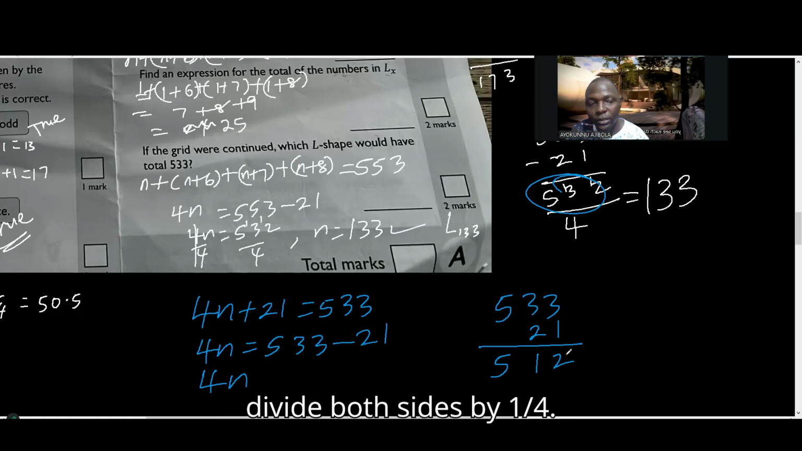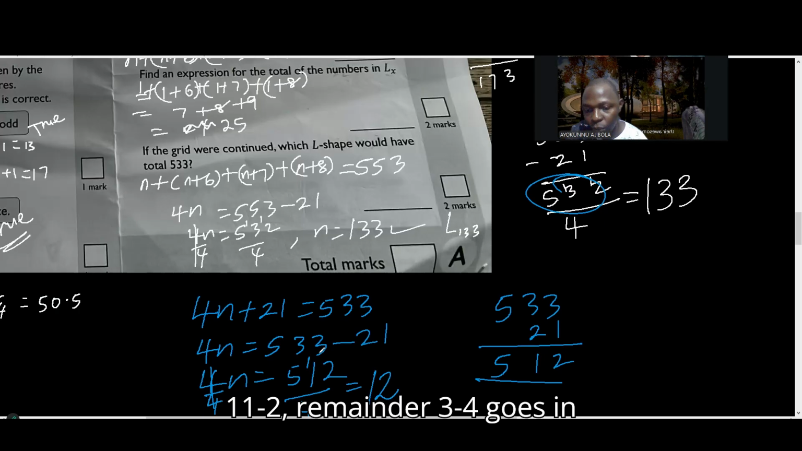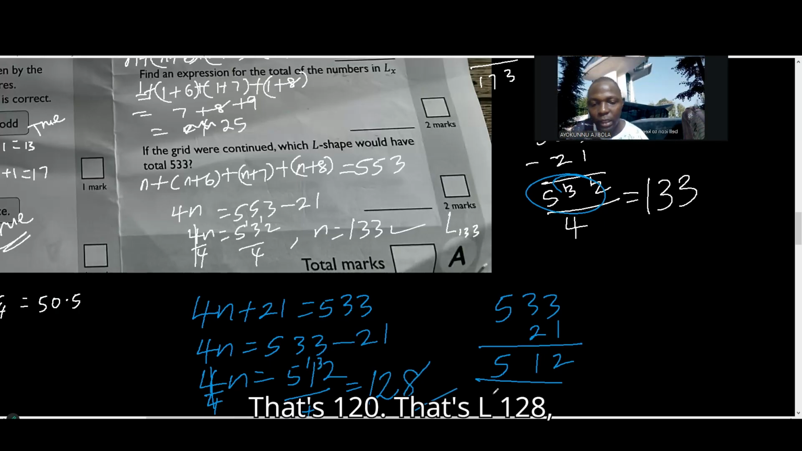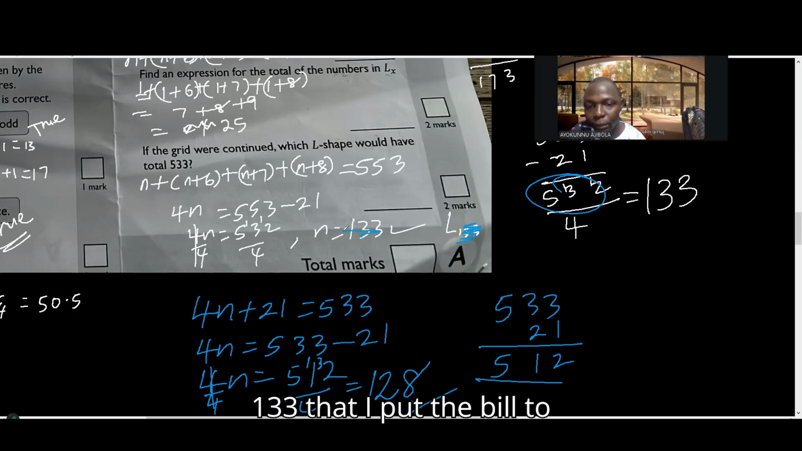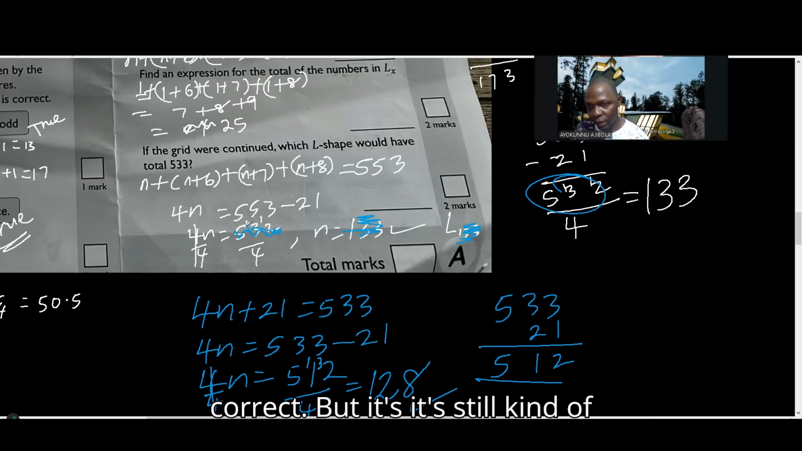So you divide both sides by 4. So n equals, how many 4 goes in 5? 1, remainder 1. 4 goes in 11, 2 times, remainder 3. 4 goes in 32, 8 times. That's 128. That's L128, okay? Instead of 133 that I put there. That's quite technical.